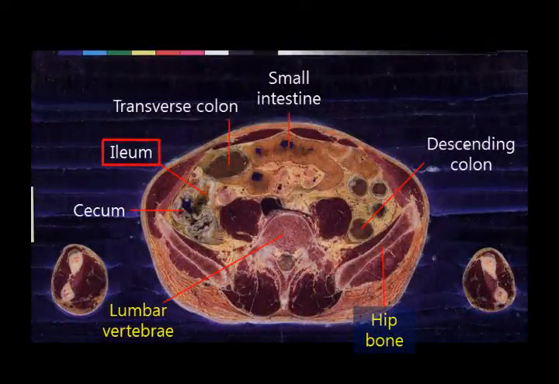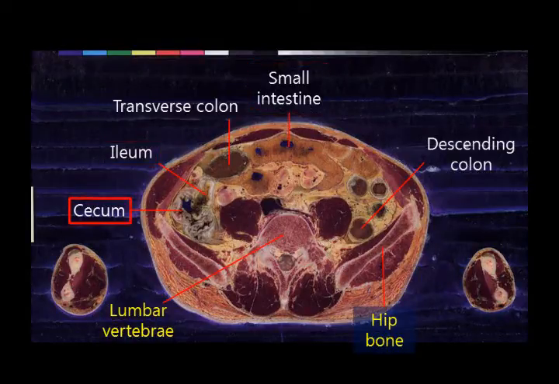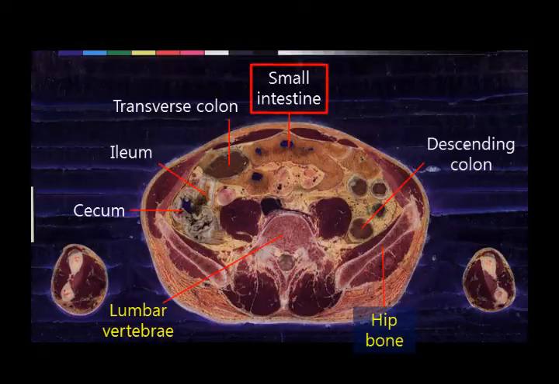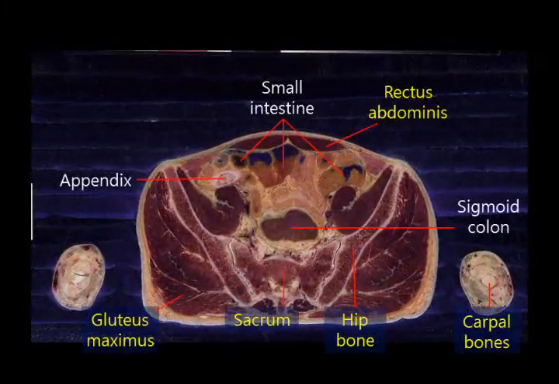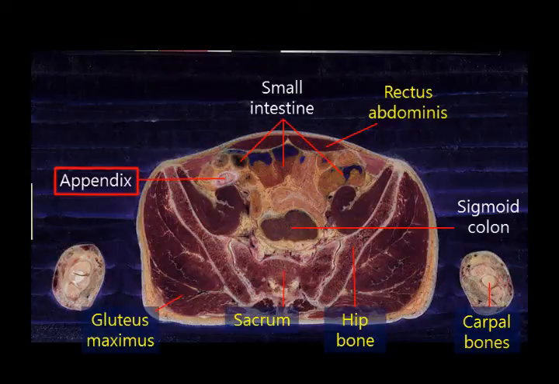The ileum is the ending part of the small intestine, and the cecum is the starting part of the large intestine. On this sectioned image, you can see that the ileum connects to the cecum. In other words, you can see the boundary between the small intestine and large intestine. This is the cecum tail attached to the cecum.